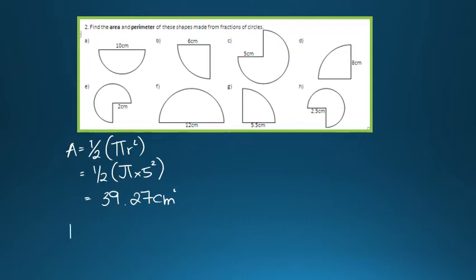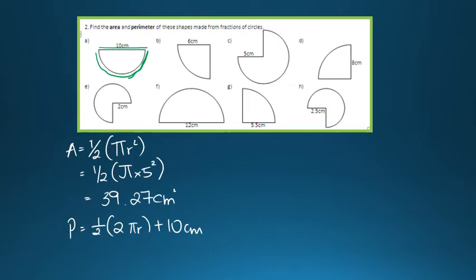For the perimeter, it's actually a little bit different this time. Okay, so if you think about the perimeter of a shape, it's like how long it would take you to go around the outside. Okay, so we need to work out the measurement of this arc, which is half the circumference, and then we'll need to work out that, which is 10 centimeters. So we're going to have to add up those two parts together. So my perimeter is going to be half of a circumference plus that diameter, which is 2r or 10 centimeters.